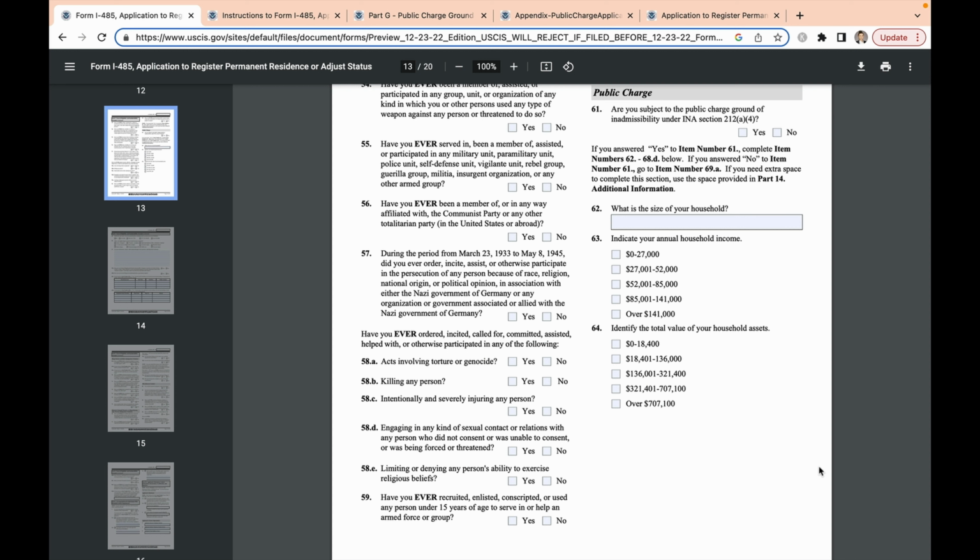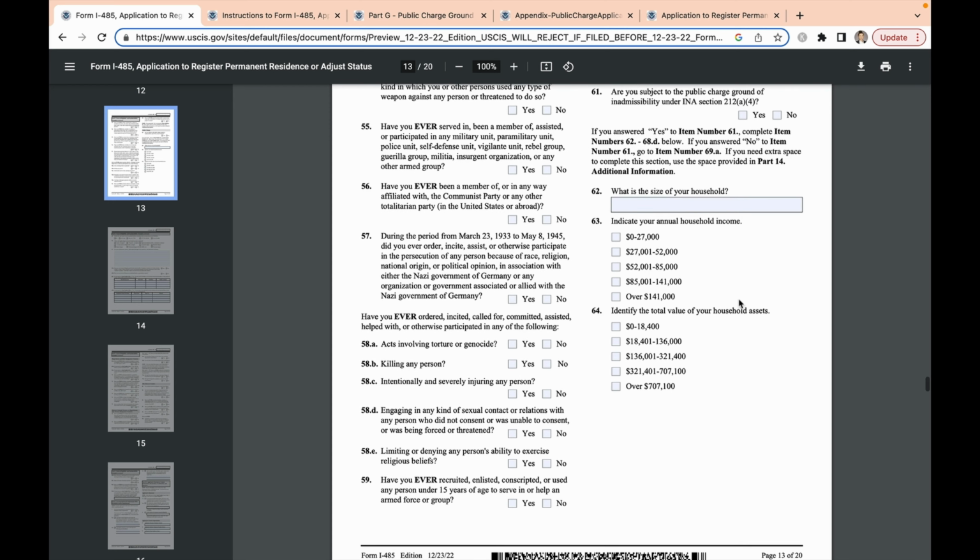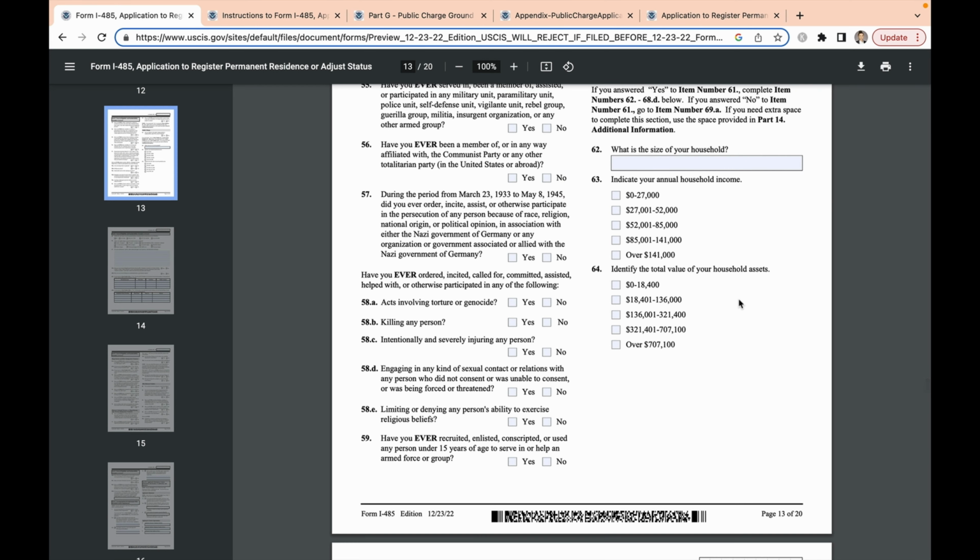So obviously for a lot of you it's just going to be two, especially those who are filing for marriage adjustment of status, but still please make sure to provide the right number of household members. Okay, now question 63 asks the applicant to indicate his or her total annual income. It provides 5 boxes depending on the estimated amount.